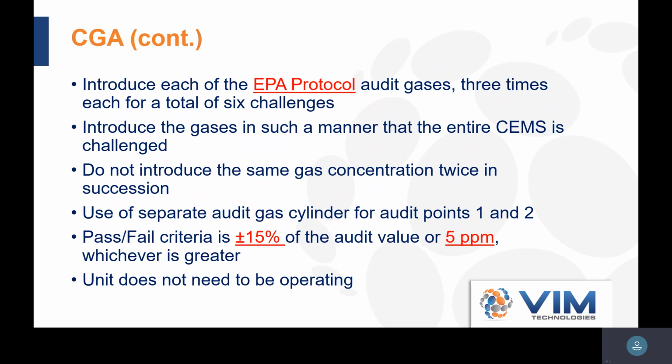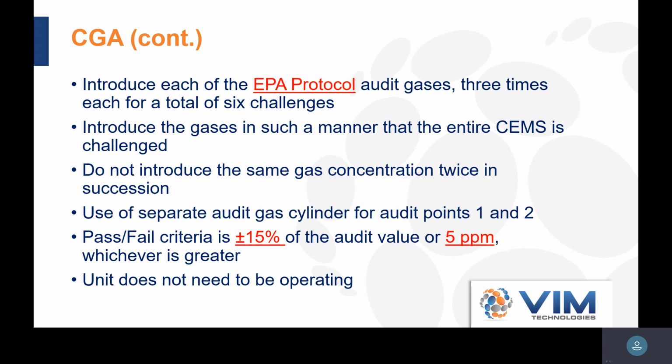You can't do the same gas twice, so you can't run the low mid gas, turn it off, wait for it to go back to process, and run the low mid gas again. You need to alternate the gases. The pass-fail criteria is 15% plus or minus, or 5 ppm, whichever is greater.